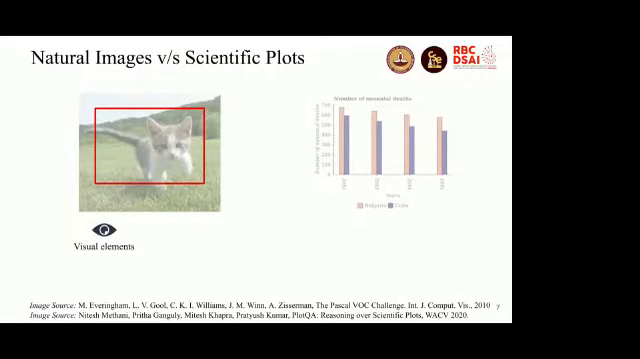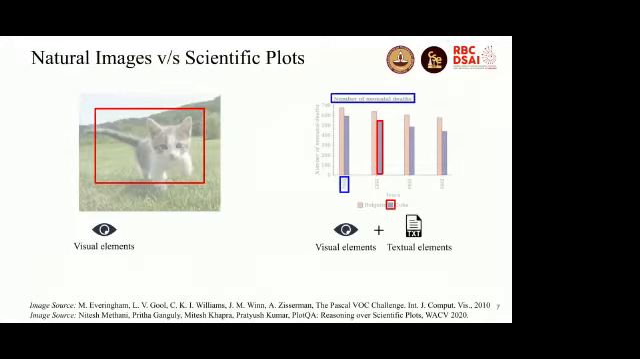Now, the difference between natural images and scientific plots is that in natural images you only have visual elements. Whereas in a scientific plot, you of course have visual elements like the bars and the legend boxes, the square which indicates the legend color. But you also have a lot of textual elements: the titles, the x-axis labels, the y-axis labels, the legend names, and so on. So you not only have visual elements, which you detect in a natural image, you have the additional challenge of also detecting textual elements.